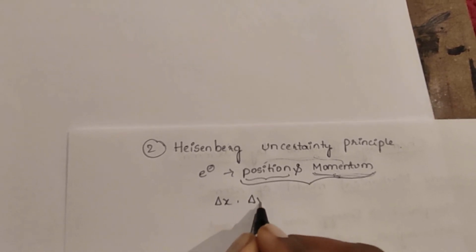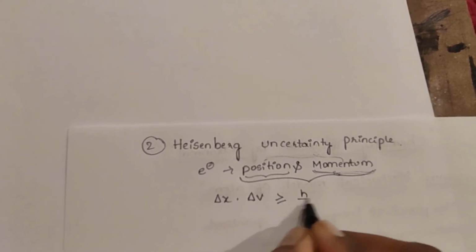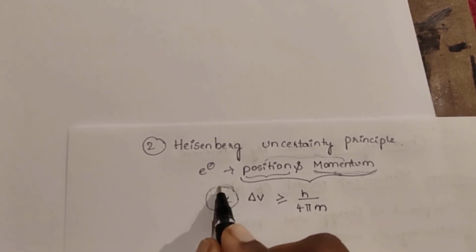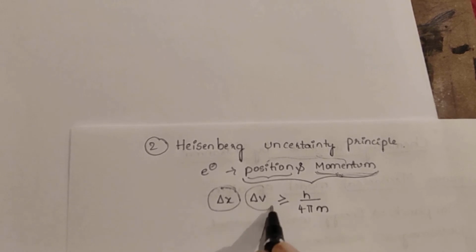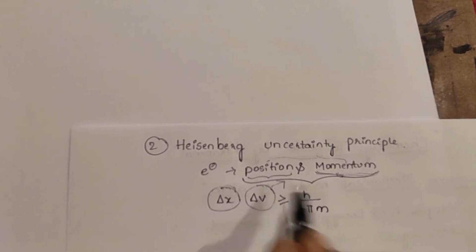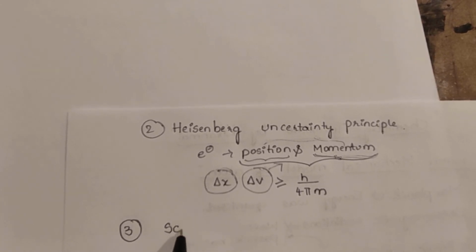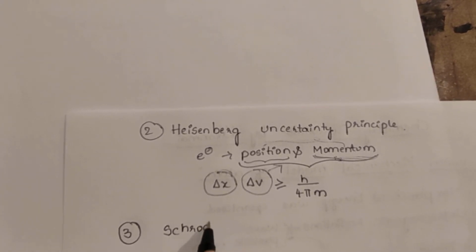He also gave the formula delta x into delta v is greater than or equal to h by 4 pi m. Here delta x is the uncertainty in position, delta v is the uncertainty in momentum. And then the third one, the Schrödinger wave equation.